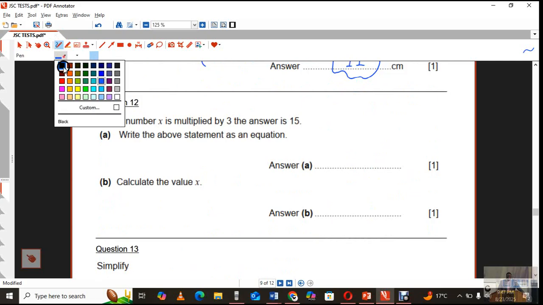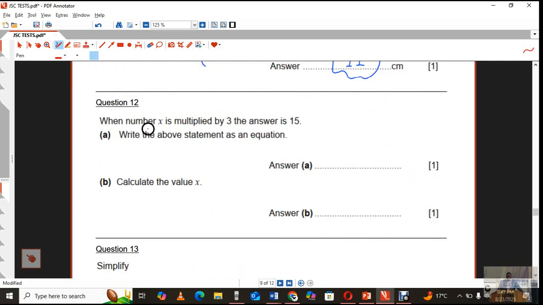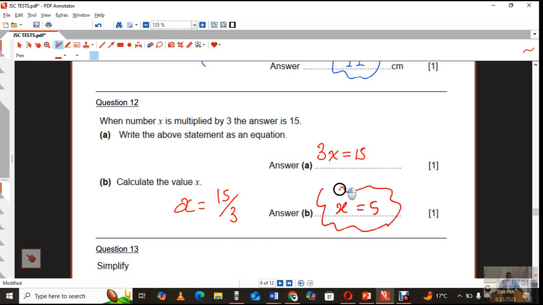Right, next question. They say when a number x is multiplied by 3, the answer is 15. Maybe I can just write that x so it looks proper. So you are supposed to calculate the value of x, and that is simply you dividing into that. That is x is equal to 5, right? And we're done with that question.